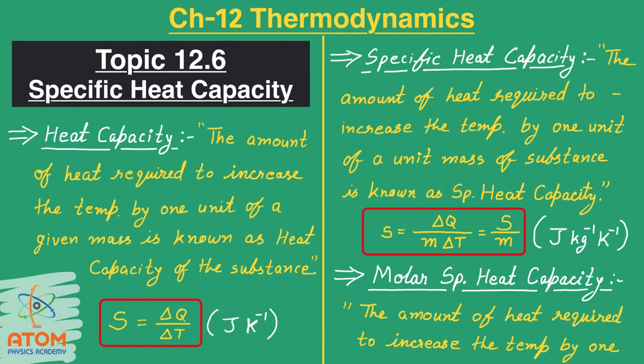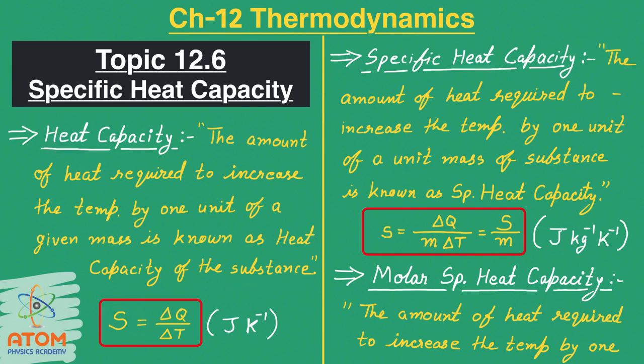First of all, we have to understand what is heat capacity. See the definition. The amount of heat required to increase the temperature by 1 unit of a given mass is known as heat capacity of the substance. Suppose you have taken some substance and you want to increase the temperature by 1 unit. So obviously you will require some heat. So that heat which increases the temperature by 1 unit of any substance is known as heat capacity.